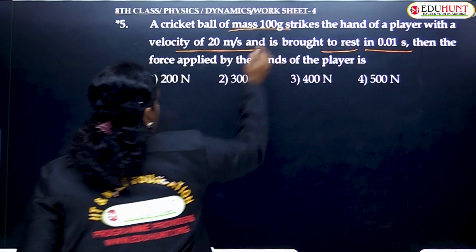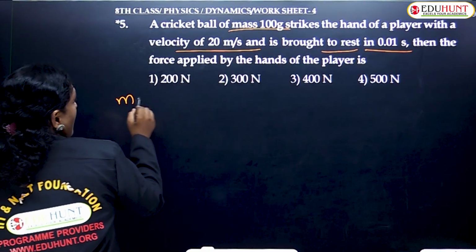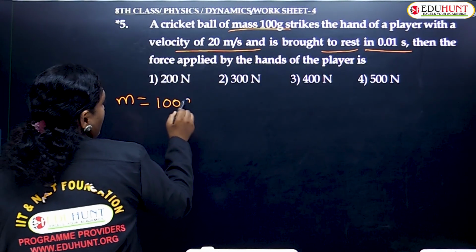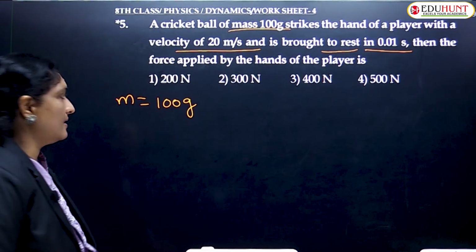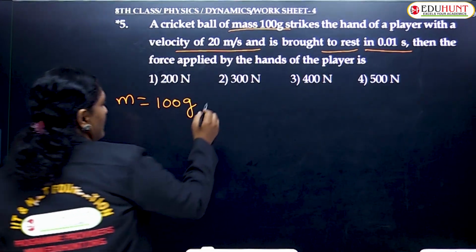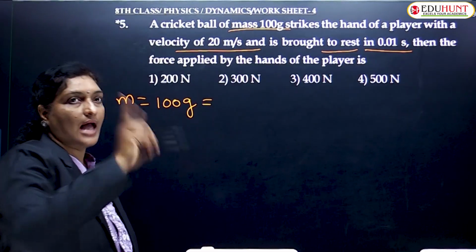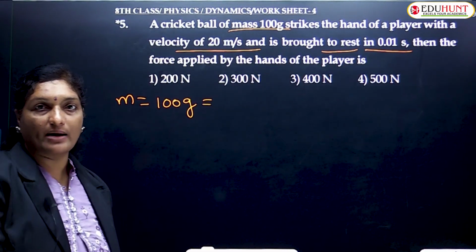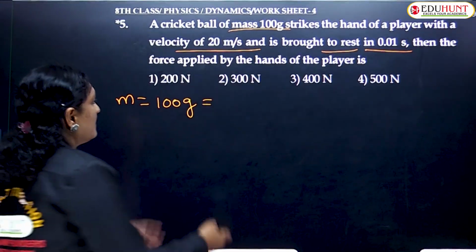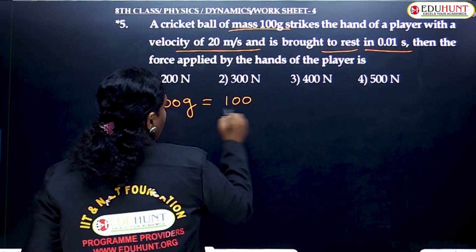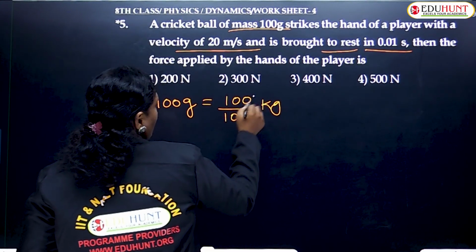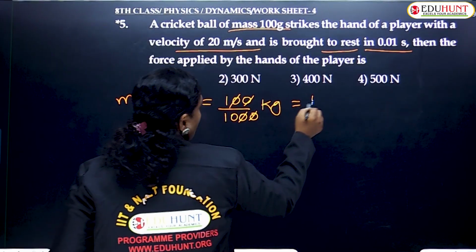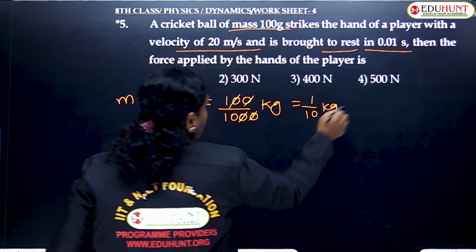Let us try to recollect the given data. Mass, how much, children? 100 grams. But the options are in Newton, meaning SI, so we need to convert this into SI. 1 kg is 1000 grams, so 1 gram is 1 by 1000 kg. 100 grams is 100 by 1000 kg. Simplify, these two zeros get cancelled. 1 by 10 kg. Mass is given.